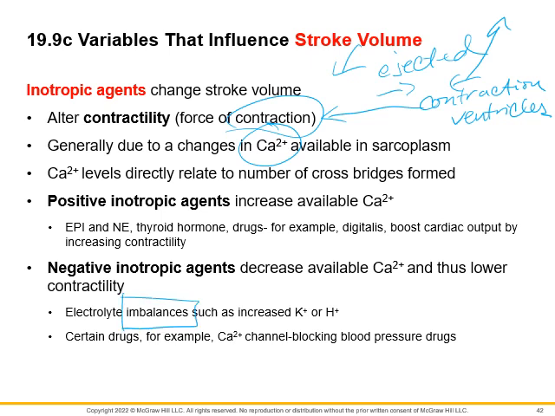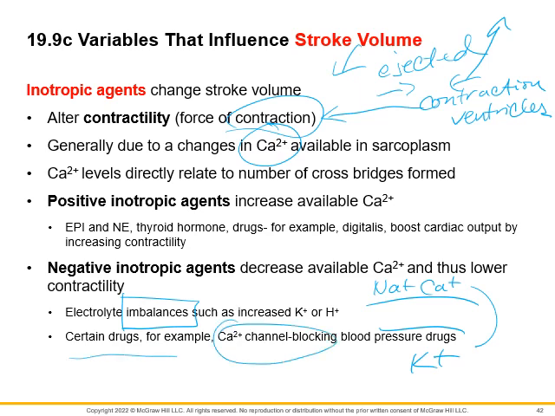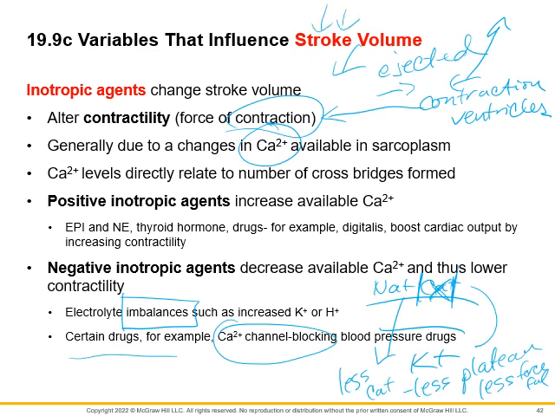If you have some sort of electrolyte imbalance, right? We're supposed to have sodium on the outside, calcium on the outside, and potassium on the inside. You change that electrolyte balance, and certain drugs too. We have calcium channel blockers. If somebody's on a calcium channel blocker, less calcium can enter. That means less plateau, which means less forceful contraction. That will mean less blood ejected from the heart. So it's all connected.